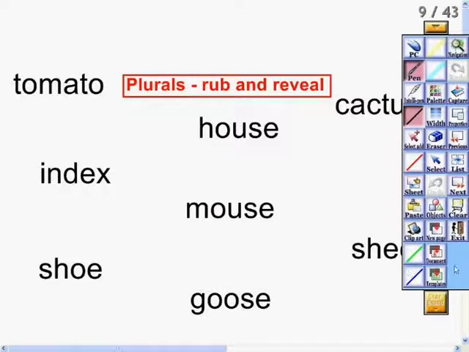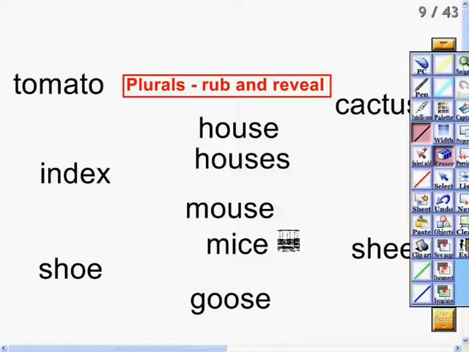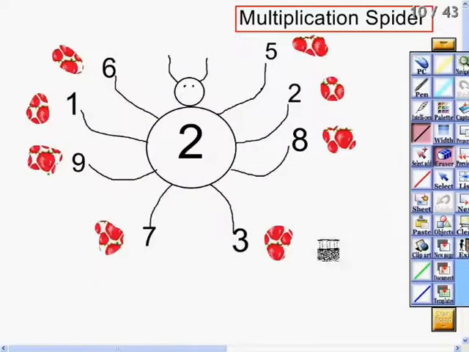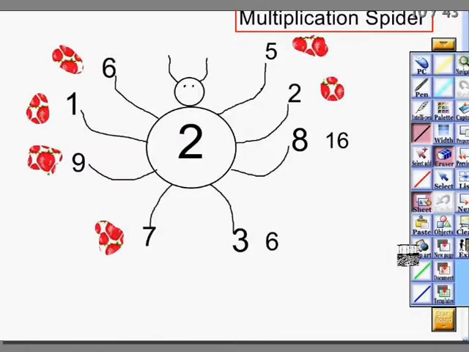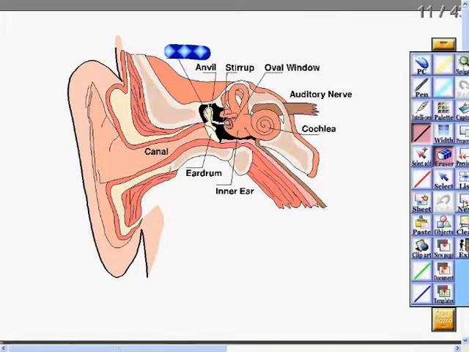This is a rub and reveal, so I've done it in English, but equally effective in any foreign language. I've just typed the words with their plurals underneath. So all I have to do is pick up my eraser and rub out the white writing. Very simple. This is a multiplication spider for little ones, so 2 times 3 is 6, 2 times 8, 16, etc. This is a more complicated thing. This is an advanced biology test, so all I have to do is just rub things out. So very simply, I can just rub out and edit my document.